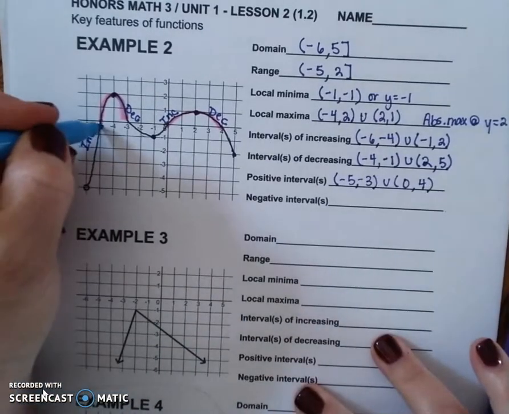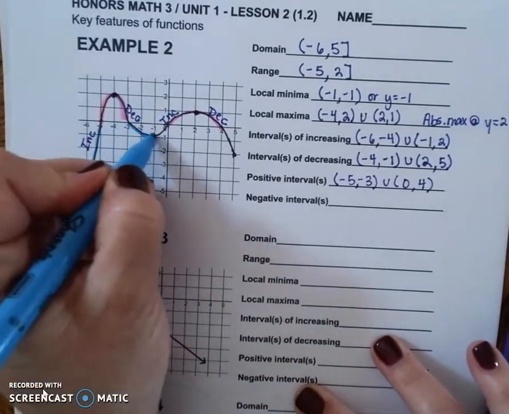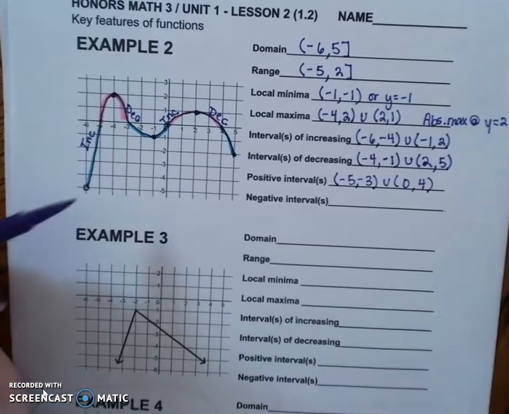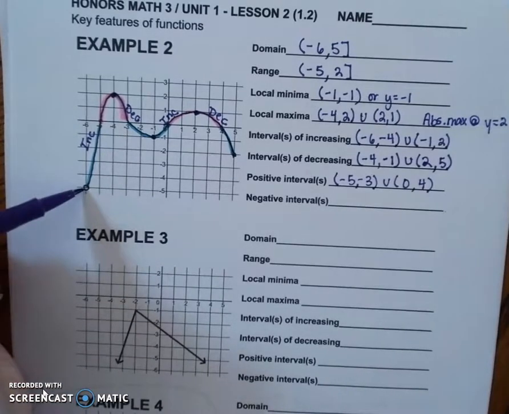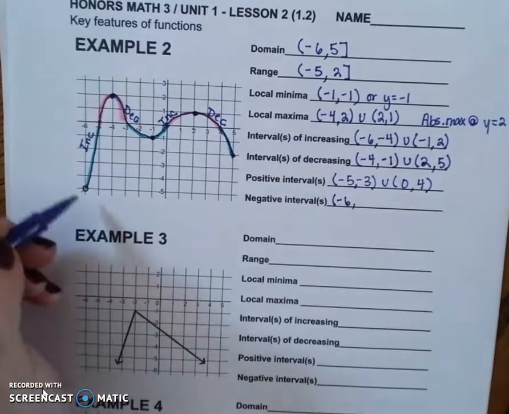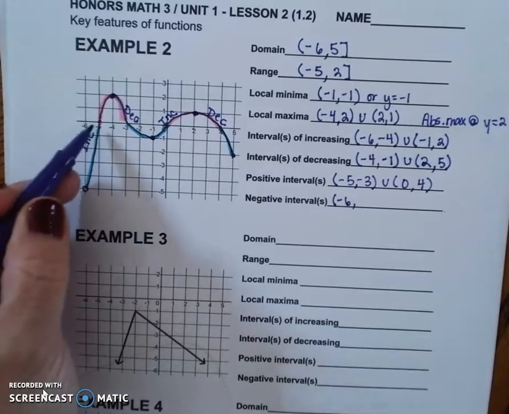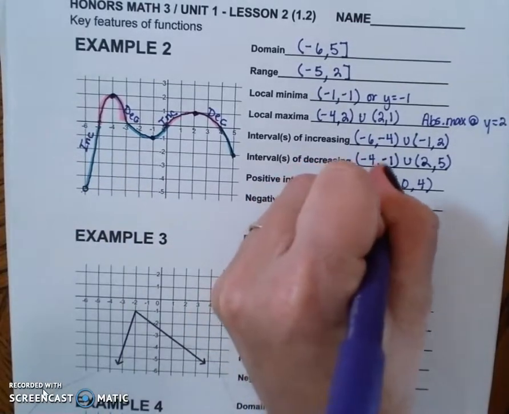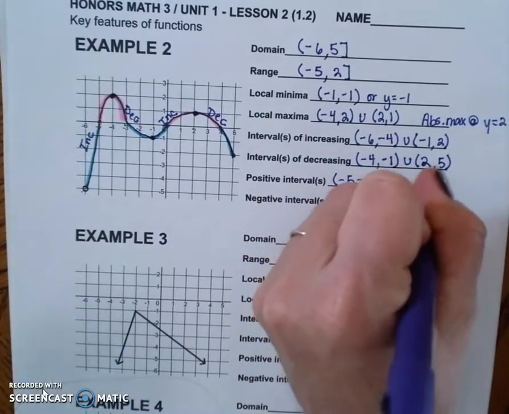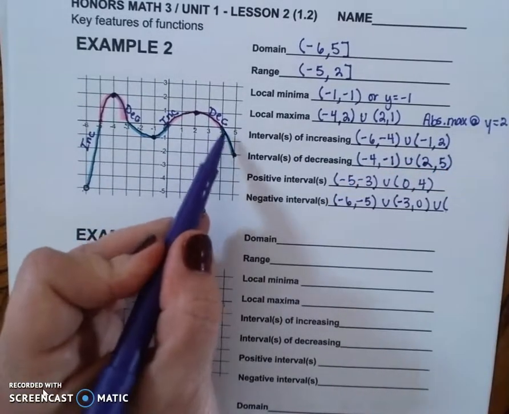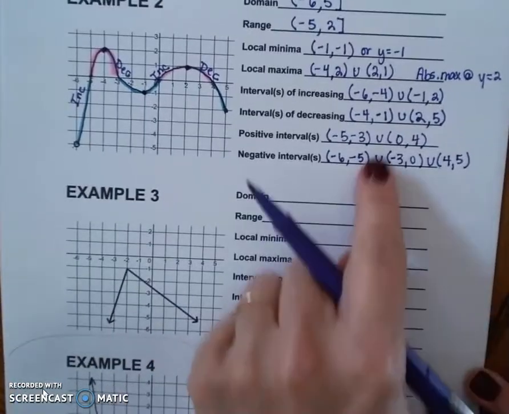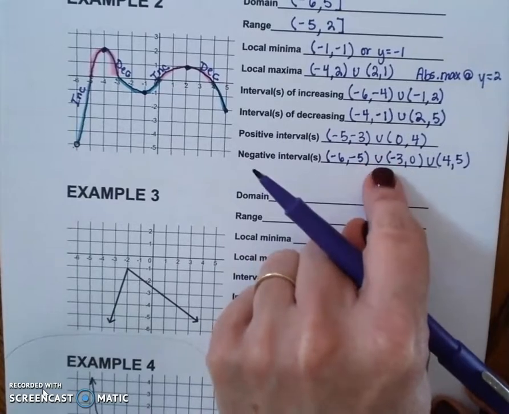Negative is going to be where is it below the x-axis. So we've got 3 intervals that are below the x-axis. So we're going to start here at -6. Again, if that were an arrow, it would be negative infinity to the x value -5. And then we've got -3 to 0. And then the last one is from 4 to 5. Again, both of these always just use parentheses and x values.